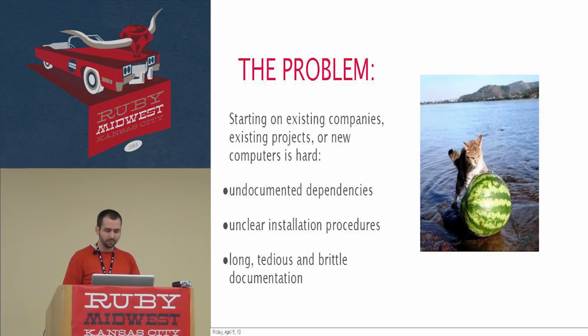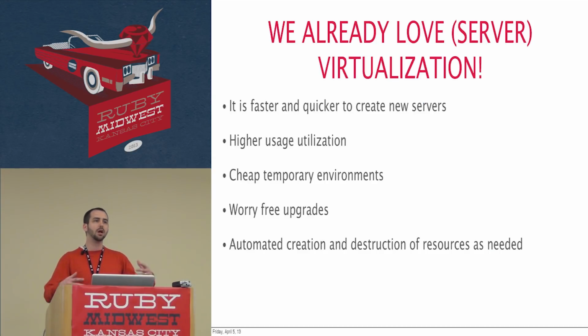So how do we solve that? We already love virtualization for our servers. It makes things really nice. We all love Amazon Web Services. We can create stuff fast and quick. If you own your own hardware, you get better utilization of it. You can create cheap environments to test with and play with and do whatever you need to. If you're upgrading, you back it up. If the upgrade makes everything explode, you just revert to the backup, right? Super simple. Everybody loves it.